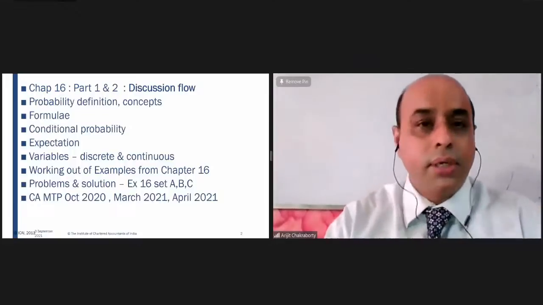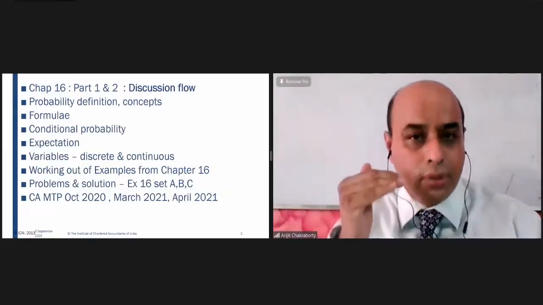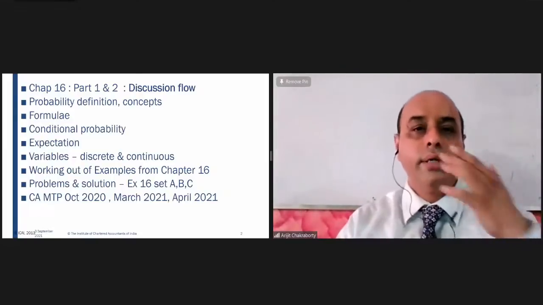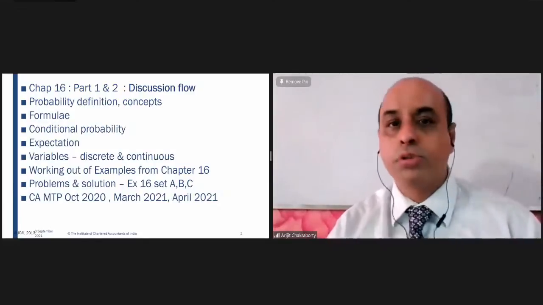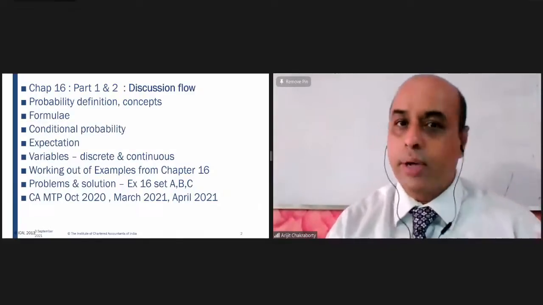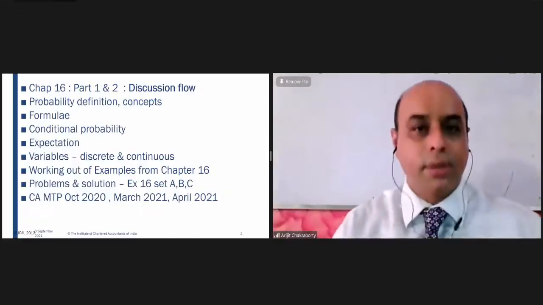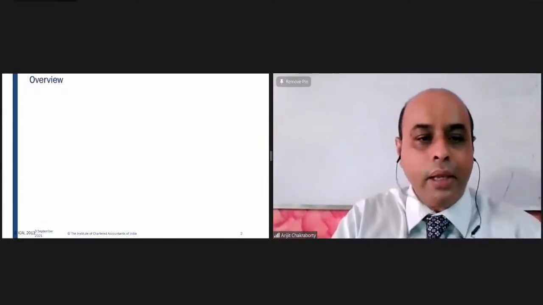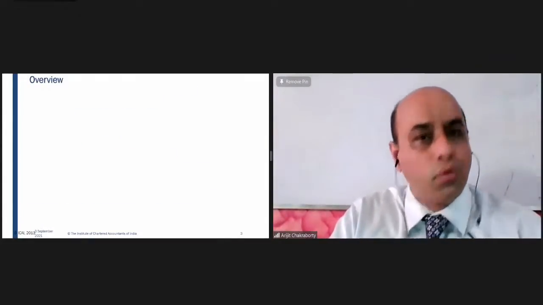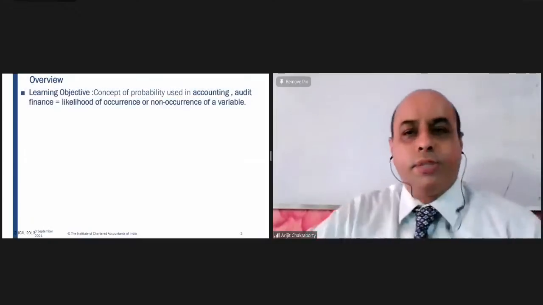And of course, this is an important chapter because it will give you the foundation based on which you will be going to the next part, which will be the different theoretical distributions like binomial, Poisson, and normal. So this is also a foundation chapter for next discussions which we will have in the statistics portion. Now, first, let us look at the overview of probability. So what is the learning objective?